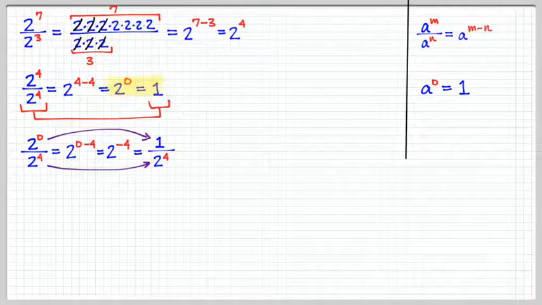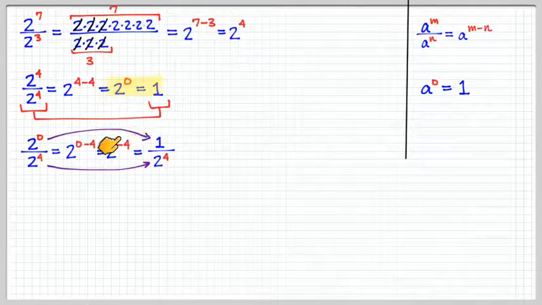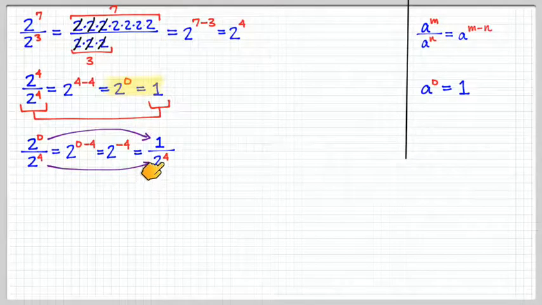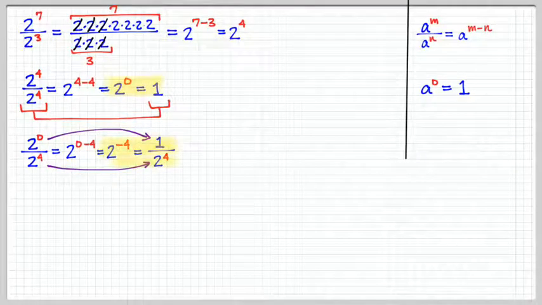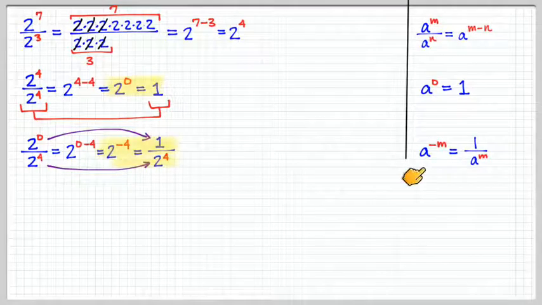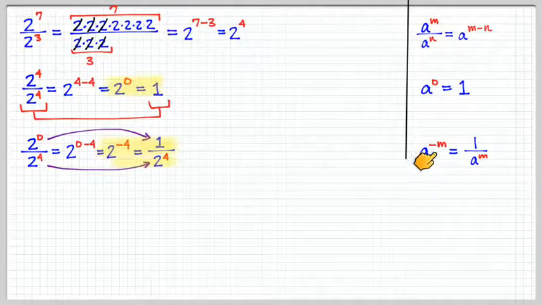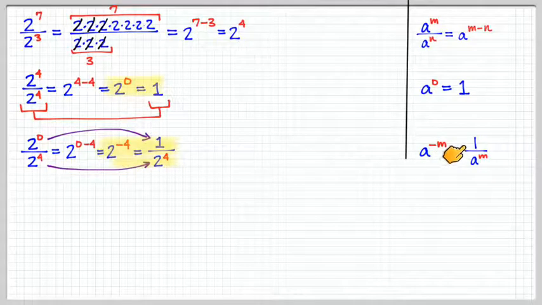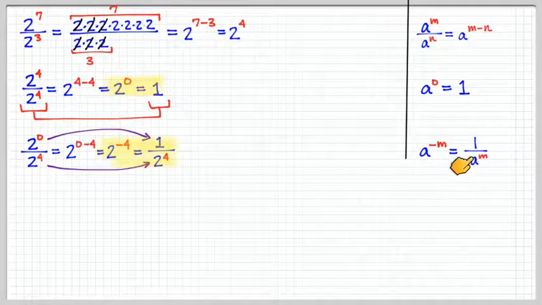And what does this equal? Well, if we look at the very first term, 2 to the 0 power we recognize as 1. 2 to the 4th power, I just brought this over. So now we have this other interesting relationship here. 2 to the negative 4th is the same as 1 over 2 to the 4th power. This is a very important relationship. We can generalize this over here. A number raised to the negative m power is equal to 1 over that number to the m power.